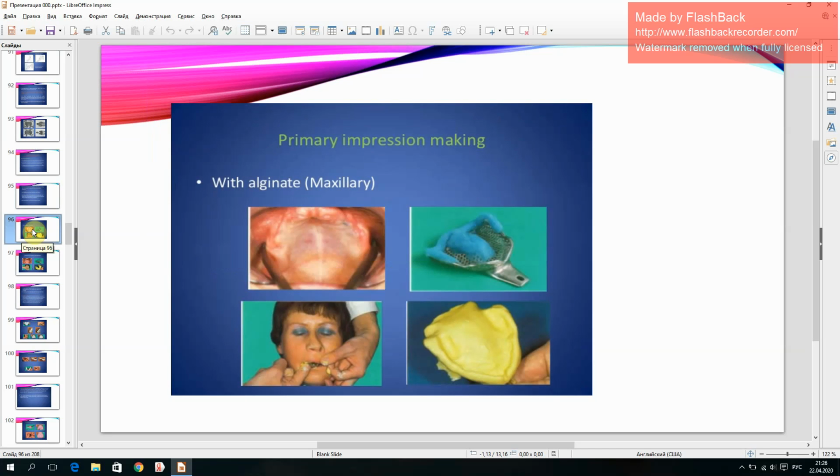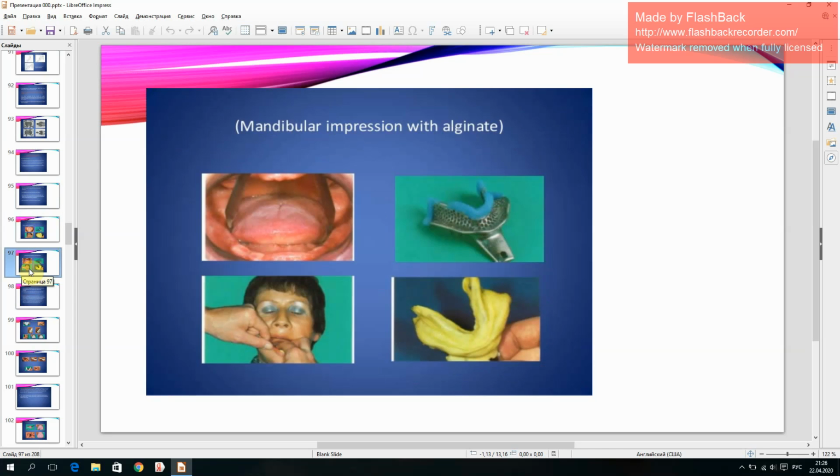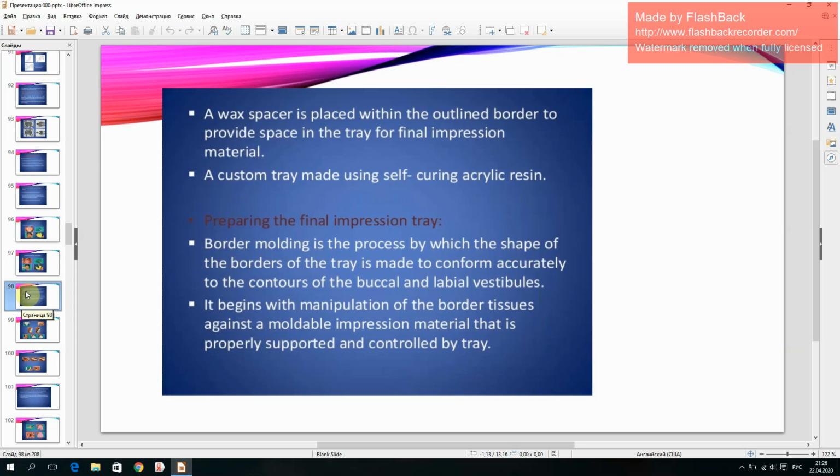Primary impression making with alginate, maxillary. Mandibular impression with alginate. A wax spacer is placed within the outlined border to provide space in the tray for final impression material. A custom tray made using self-curing acrylic resin. Preparing the final impression tray.